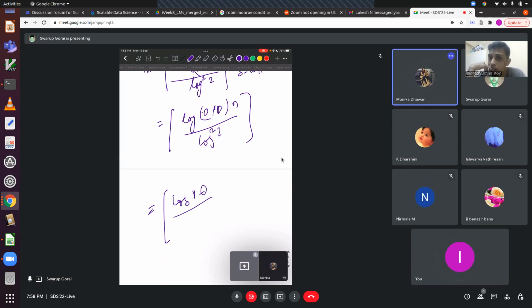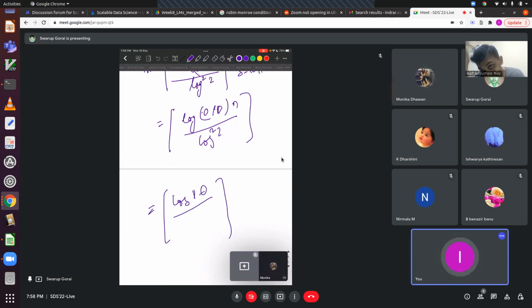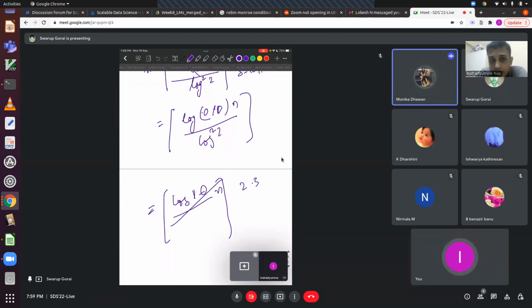Log of 10 is 1? Base e. Log of 10 base e is 2.3. Okay, so let's write 2.3 n upon log 2 whole square. The base will always be e, that we have discussed before. Log 2 whole square. Log 2 value becomes whole square.